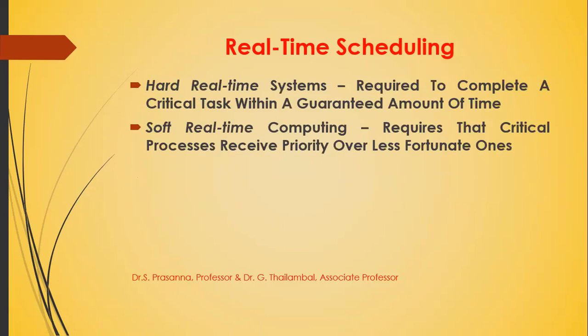What is real-time scheduling? Two types of real-time scheduling are available: one is hard real-time and the other is soft real-time. Hard real-time needs a critical task to be executed within a stipulated amount of time. And soft real-time is nothing but the critical process receives priority. So based on the priority, it is executed.